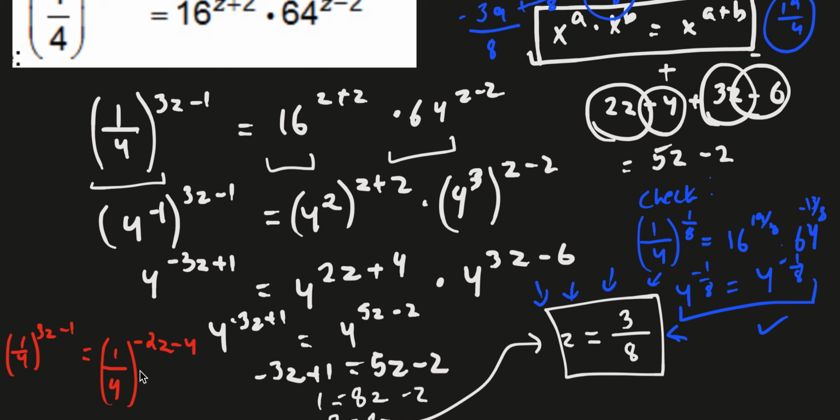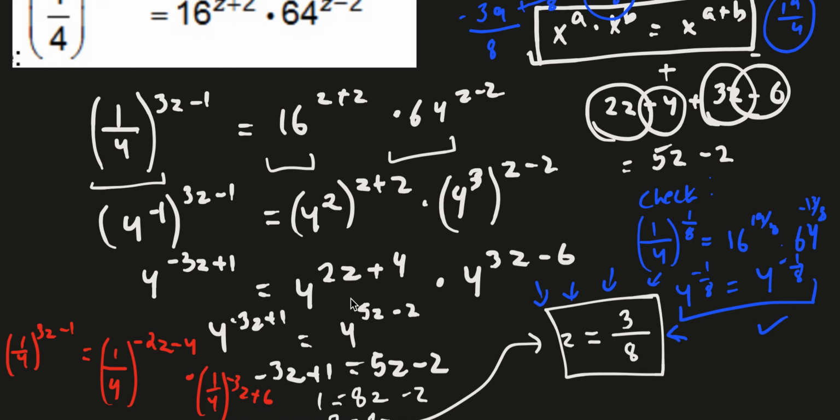And then this is going to be multiplied by 1/4 raised to negative 3, right? Negative 3z plus 6. Negative 3z plus 6, essentially, okay?